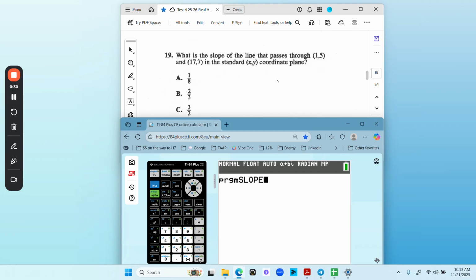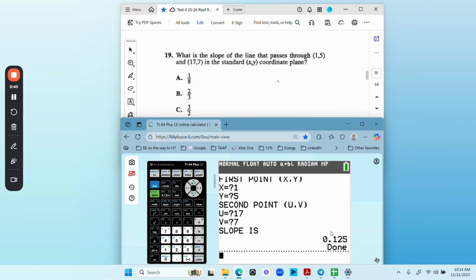We're going to hit enter to select it, enter to run it, and the program tells us it wants the first point. So 1 is the x coordinate. I hit enter, 5, enter. The second point is 17, 7, and I get a decimal.